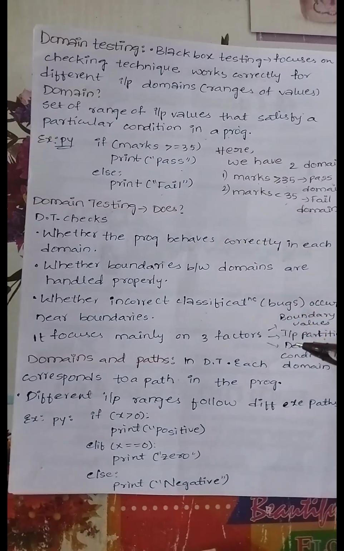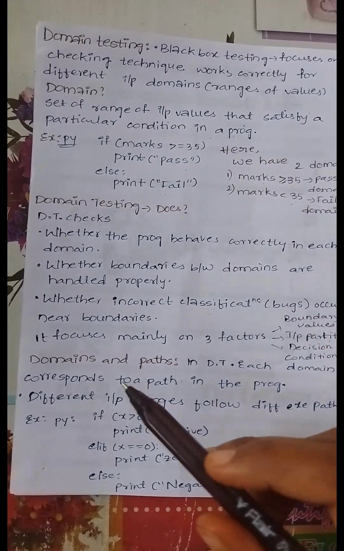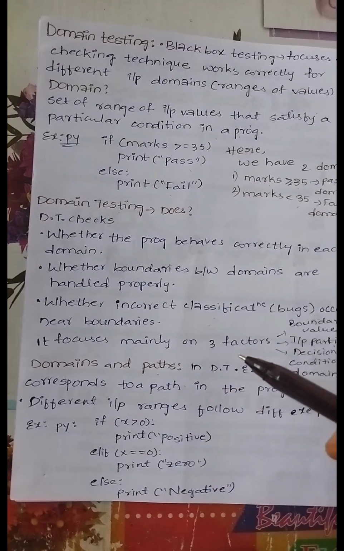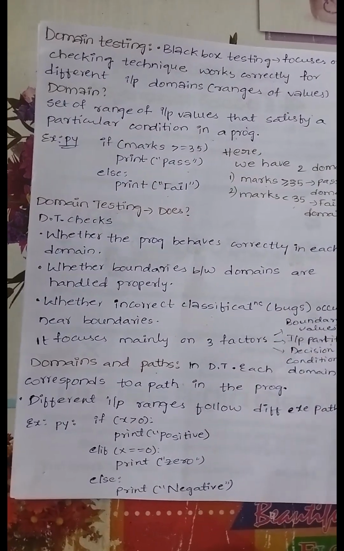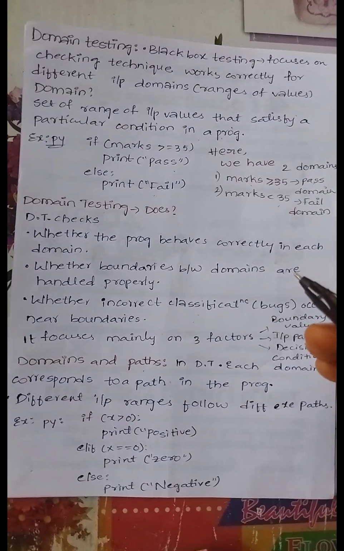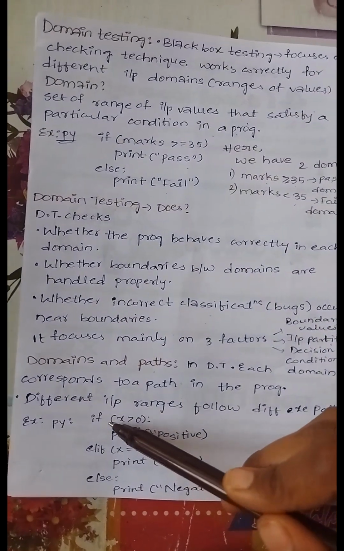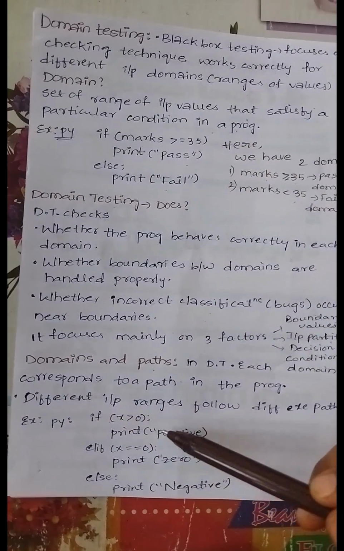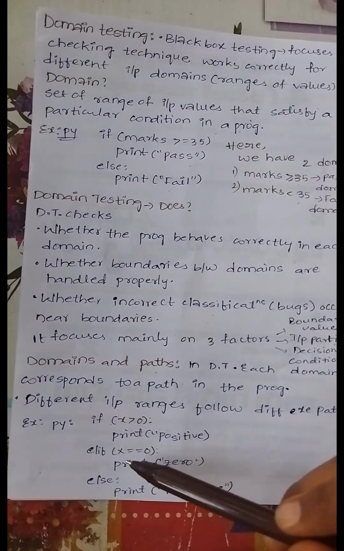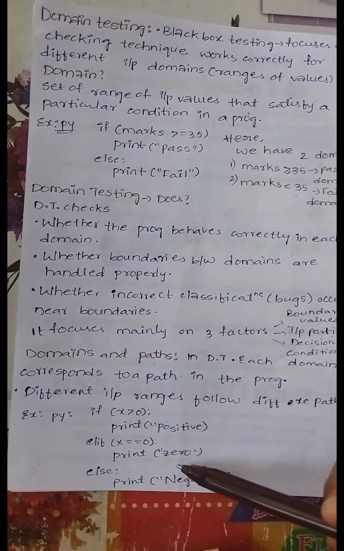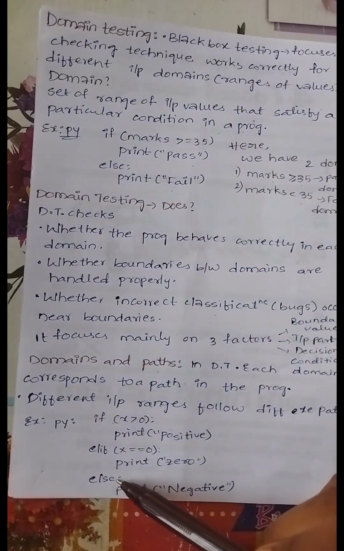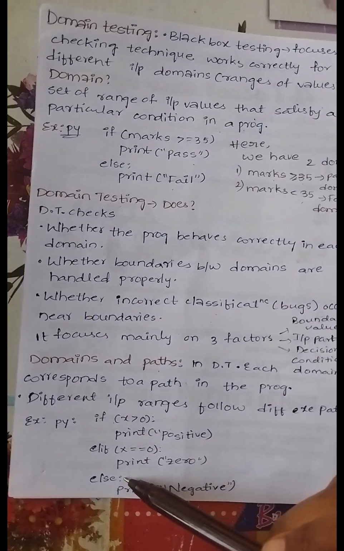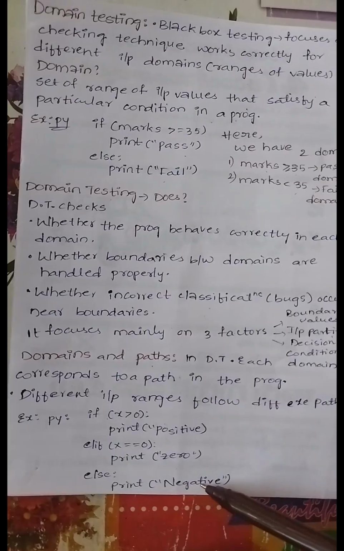Domain testing mainly focuses on domain and path. These are the two classifications used for different input ranges for execution. This is an example of domain and path. If x is greater than 0, then it will print positive number. If x is equal to 0, then it will print 0. Else, if these two conditions are not satisfied, then it will return the value negative.